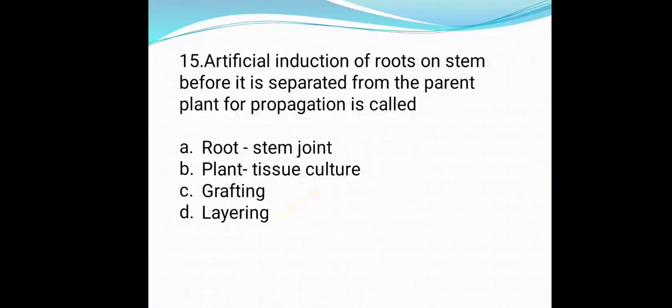So this is about today's class. In this class we solved about 15 questions of NEET. In the next class, let me solve further more important questions. Thank you.